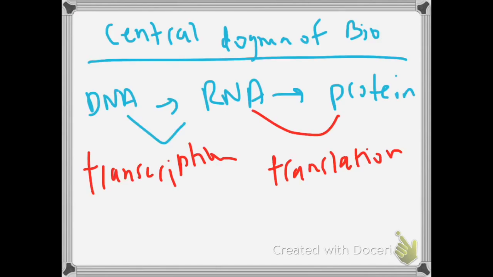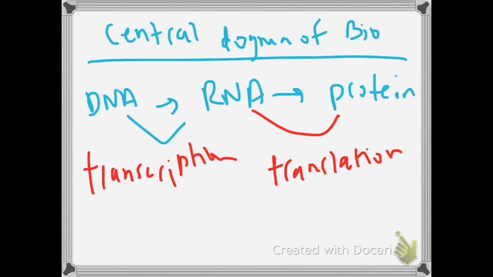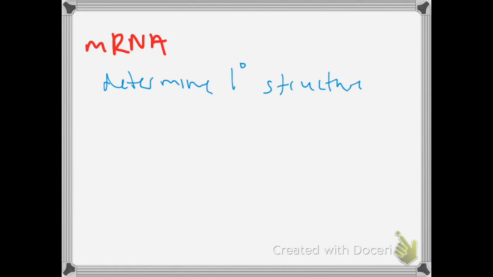To get from DNA to RNA, we're going to do transcription, and the specific type of RNA that we're going to form is mRNA. That stands for messenger RNA. Messenger RNA is going to determine the primary structure of our protein. If you remember, the primary structure of a protein is just the linear sequence of the amino acids. So if it's determining the primary structure of this protein, then somehow the mRNA codes for what amino acids are going to be within this protein.